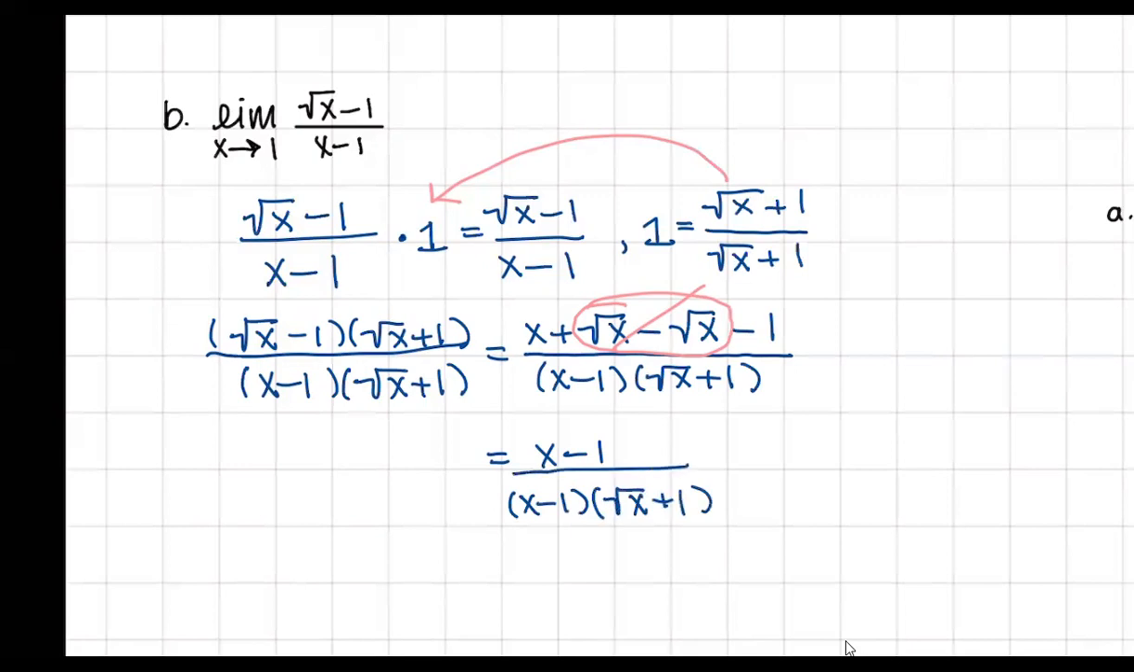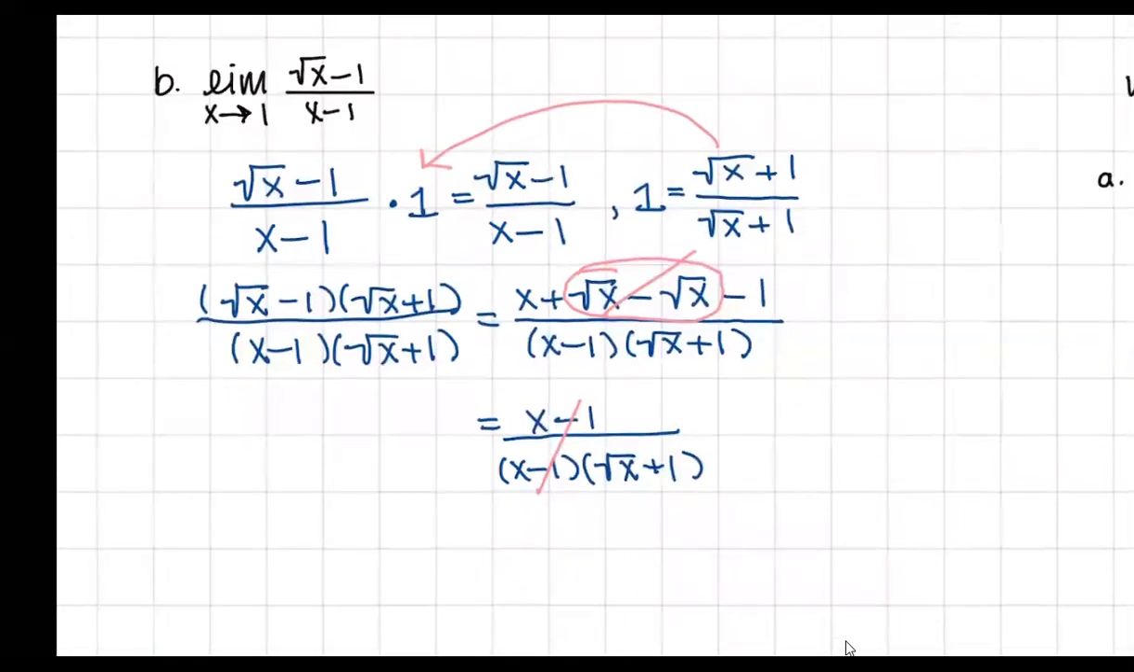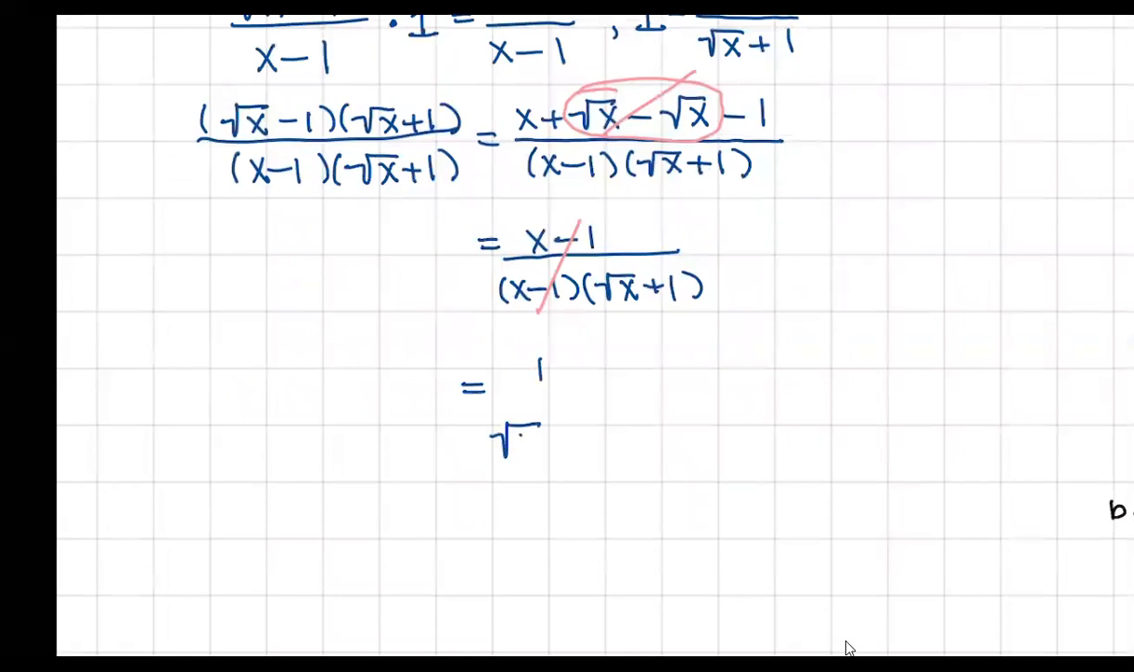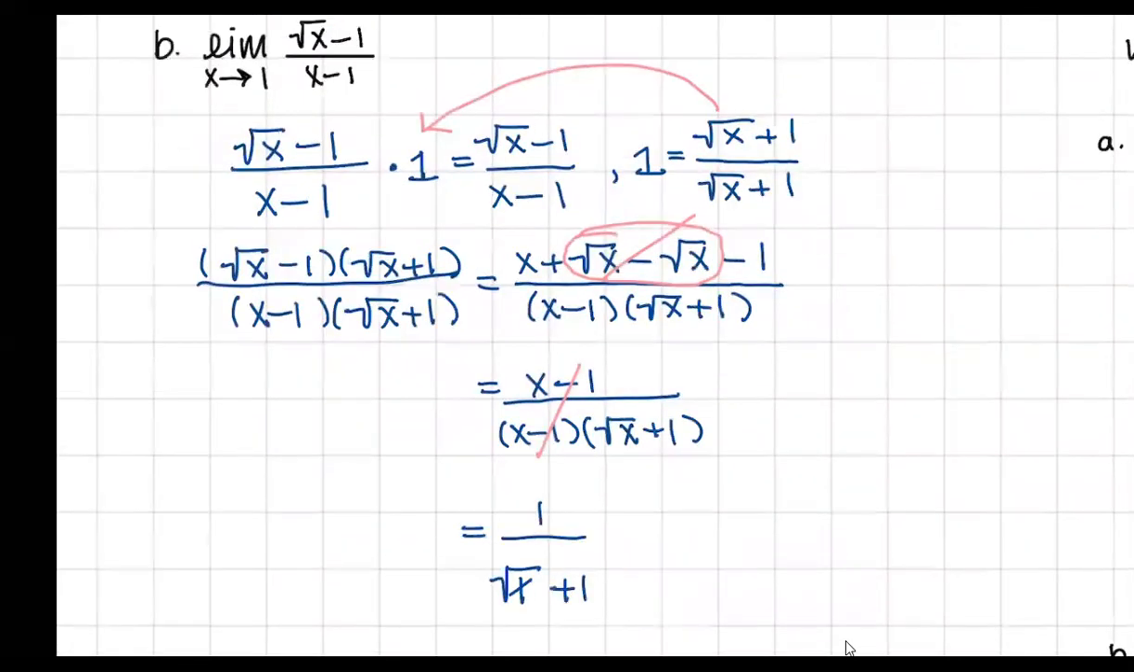And wham, bam, thank you, ma'am. We get something on the top that's the same as something on the bottom. We can go ahead and cancel those out. We say that these are the same as 1 divided by square root of x plus 1. And that's how we get from something that we can't figure out to something we can figure out. And here it's pretty easy. We can just go ahead and directly substitute our value for a. So let's go ahead and substitute in a.